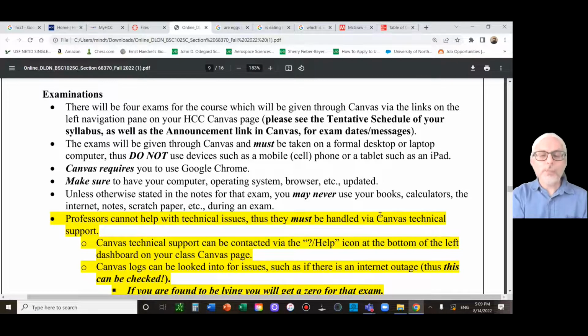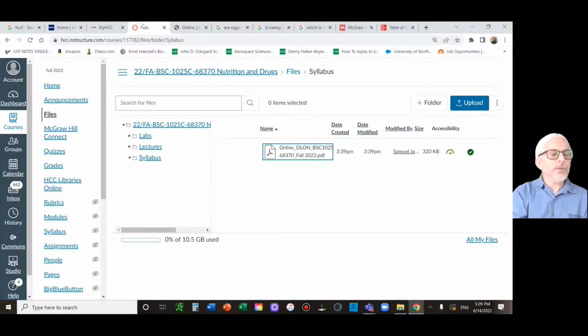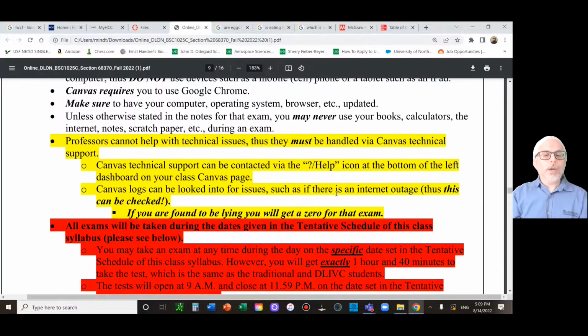Of course, don't use your book, notes, calculators unless I say you can. You can't. And remember, I am not tech support. It doesn't work that way. If you run into tech issues, you have to go real quickly to Canvas and get help. If I go back here real fast, notice over here, there's that question, help. That's the link to tech support. Click it and figure out what's going on. Don't send me an email saying, well, I can't take the test or my computer hiccuped. Deal with tech support. I can't help you. I can't go into a computer and fix anything for you.